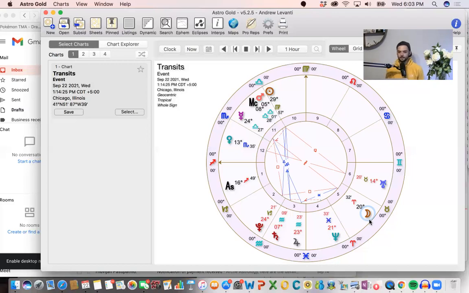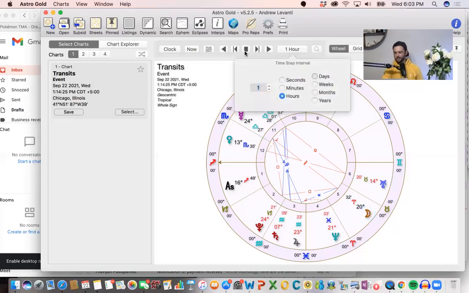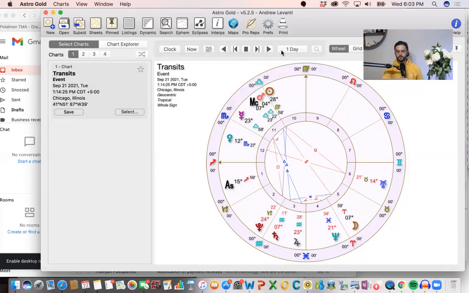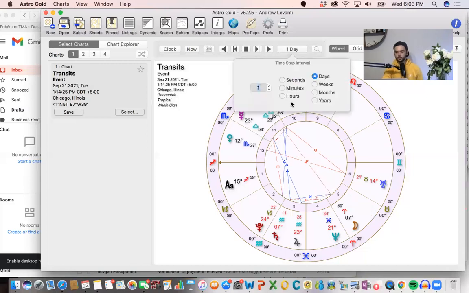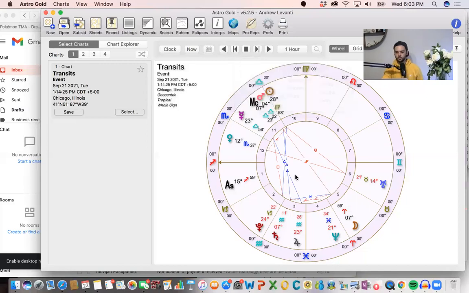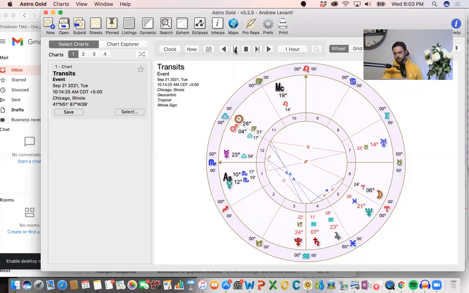For example, if we were looking for a good example, let's go back a day prior, maybe two. Okay, so this is a good example. Let's fiddle around with this for a little bit. Let's just stick Venus on the ascendant and see what kind of chart we get.